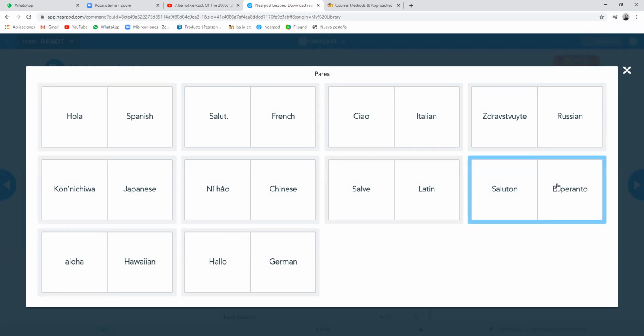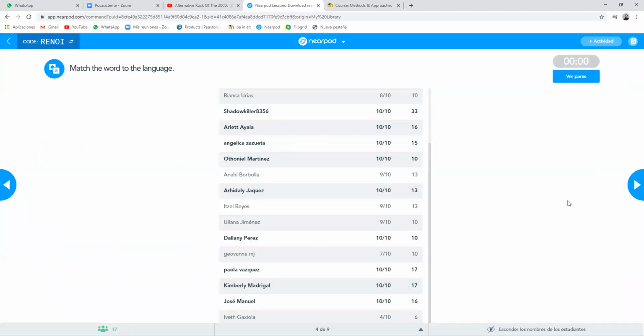There is a language that is very interesting called Esperanto. Maybe you want to Google it later and we can talk about it. Aloha, that's Hawaiian, and hello, that's German, that's serious, everything. All right, very good, people. You did a very, very good job.